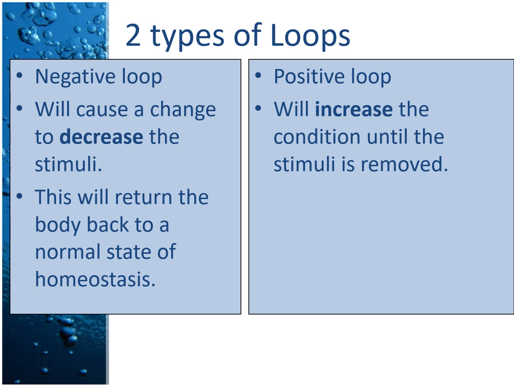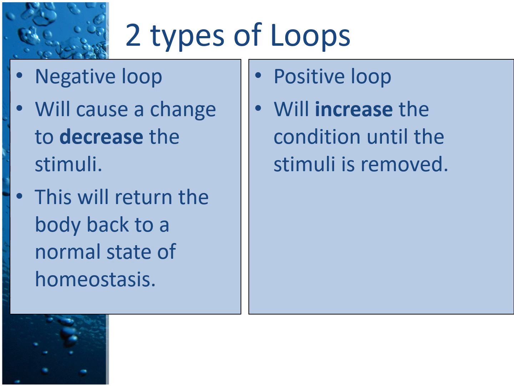There's two types of loops, negative and positive loops. In a negative loop, this will decrease the stimuli. This will cause the body to go back to a normal state of homeostasis, keeping it in balance. Majority of the feedback loops that you're going to hear about are going to be negative feedback loops.